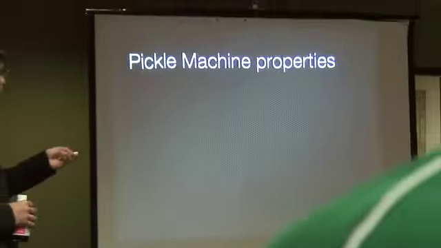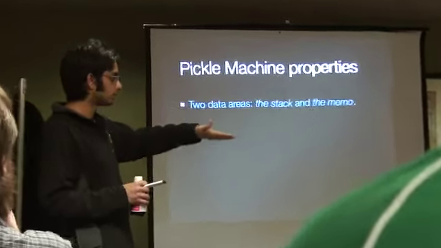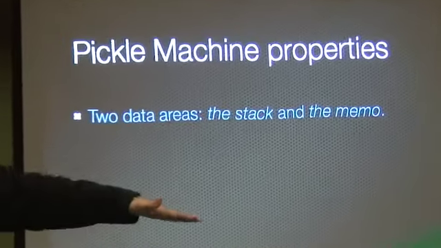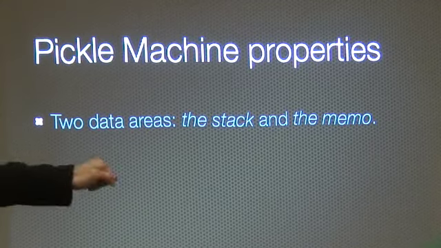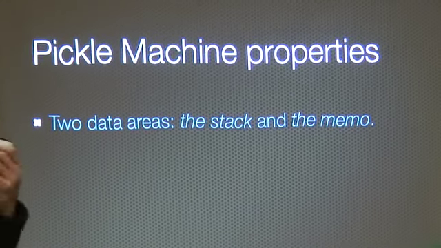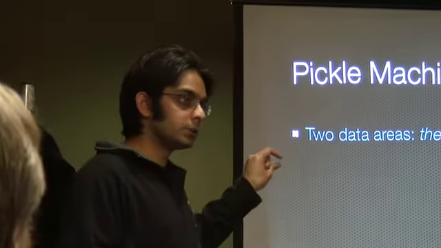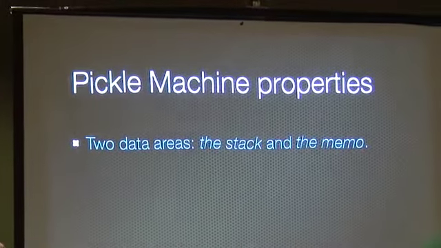Basically, there are two data areas in this machine. There's a stack, which you can envision as a big stack of stuff. It starts out with nothing, and you can say, push this thing onto the stack, push this other thing onto the stack, pop it off, and the thing on top of the stack goes off. And then there's a memo, which you can think of as a dictionary that maps integers, sort of like object IDs, to actual objects.